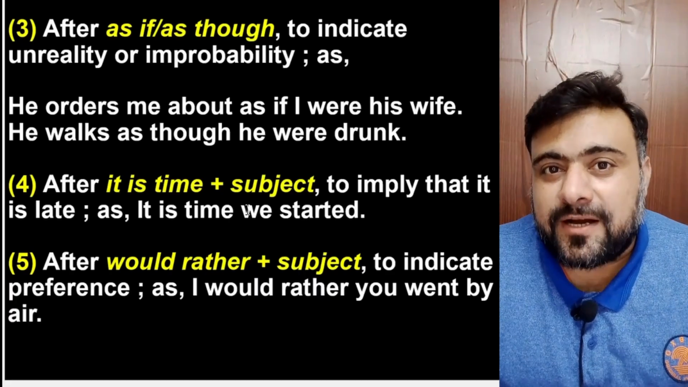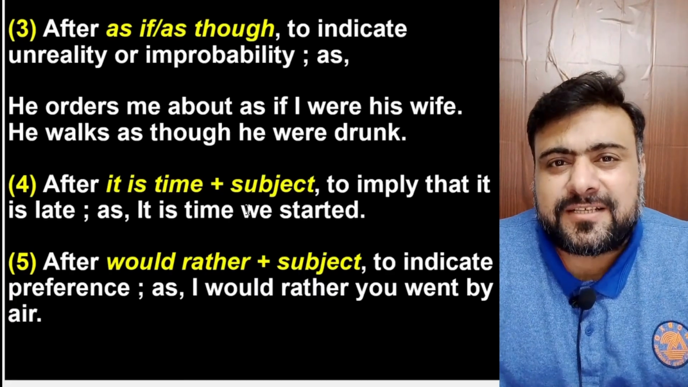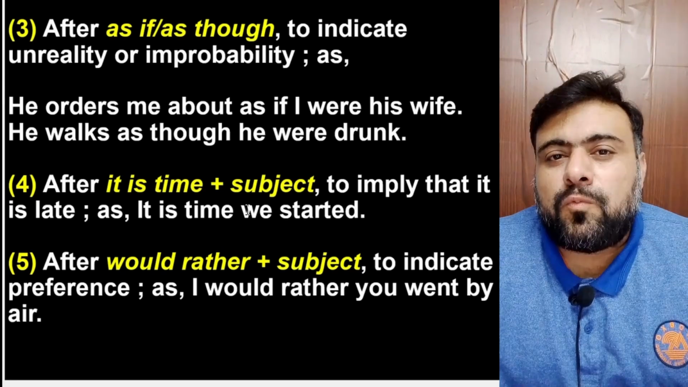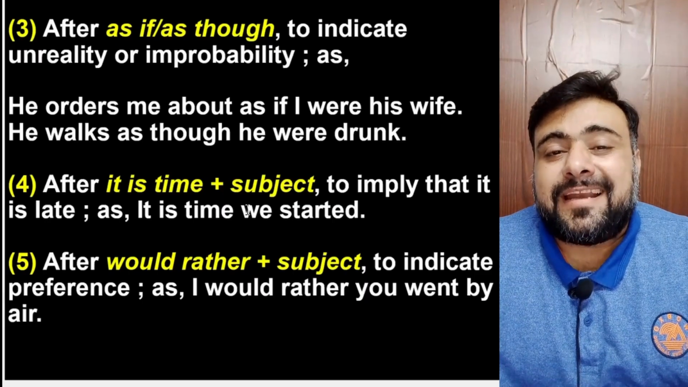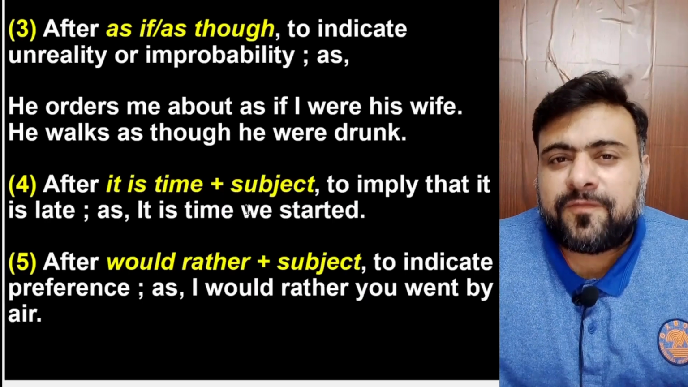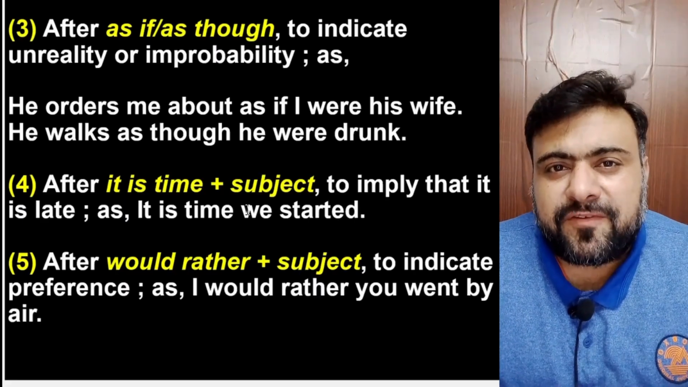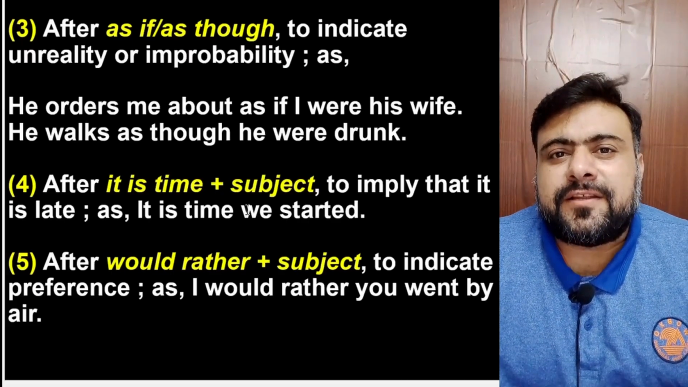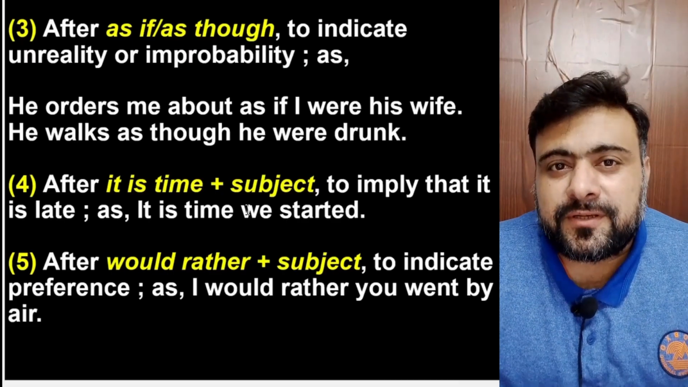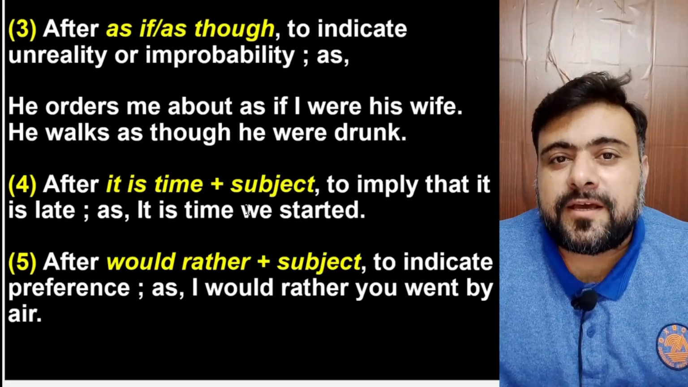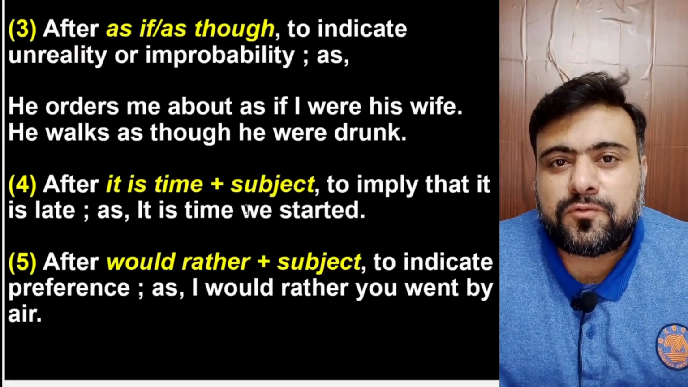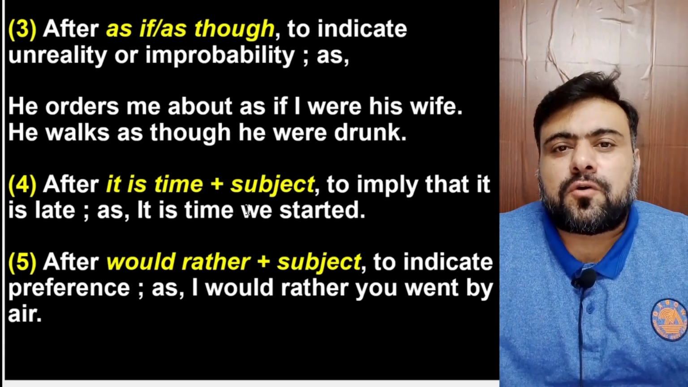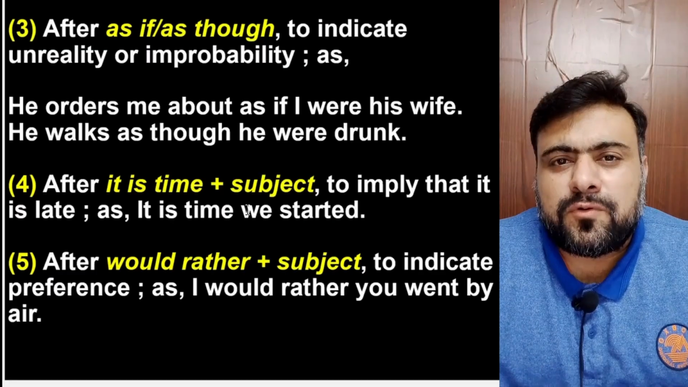Fourth, it is time we started. We haven't started yet, but it is time we started. An unreal situation. How come unreal? We haven't started, but it is time that we started. Fifth, to express a preference. For example, I would rather you went by air. It is my desire, it is my wish, it is my suggestion that you go by air. So here in the subjunctive mood, the verb is used in the past tense, and I say, I would rather you went by air.